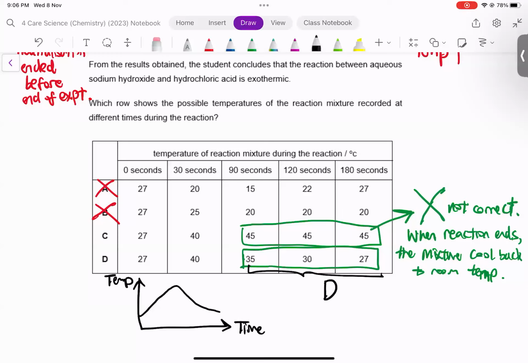It cannot remain high forever. So please be very mindful of this. It's a very good and very common combined science question. All right.